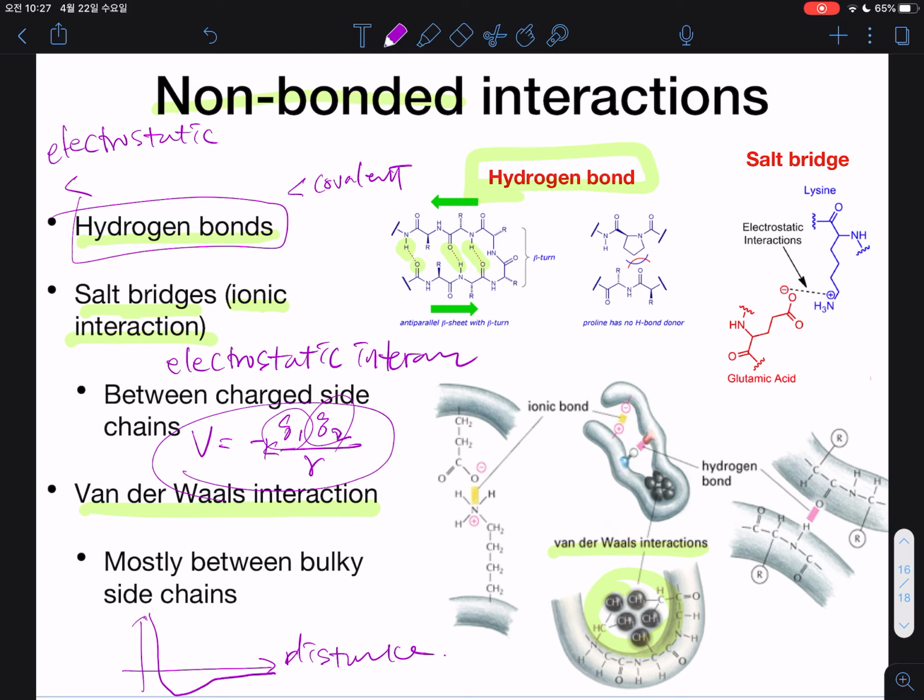Which means that, with van der Waals interactions, the atoms just like to be close. If atoms are at the right point, they just want to stick together. This van der Waals interaction happens mostly between bulky side chains, right? Because bulky side chains tend to have more hydrogens, they have more van der Waals interactions because they have more interaction sites.